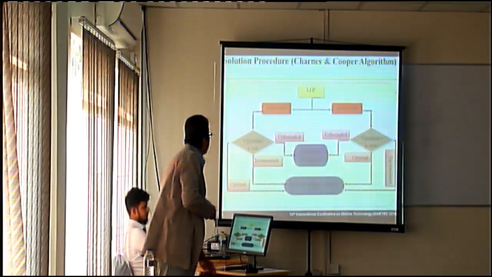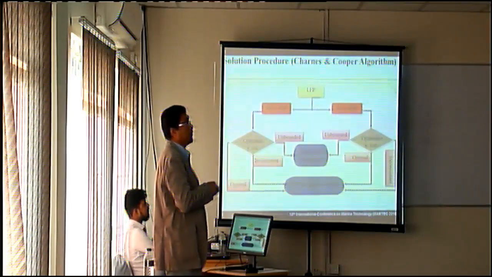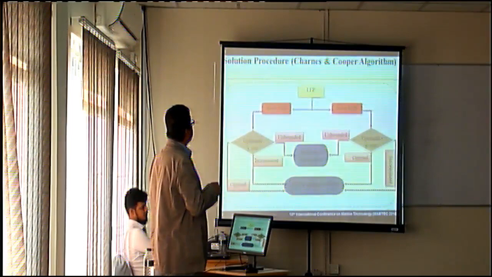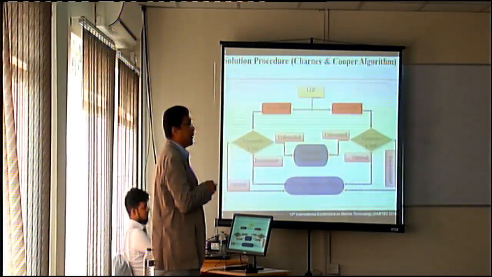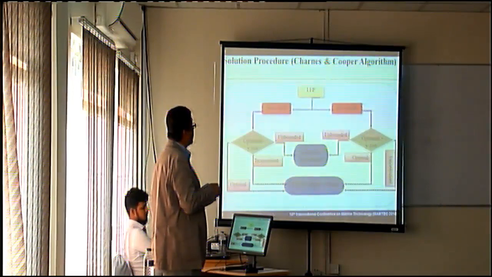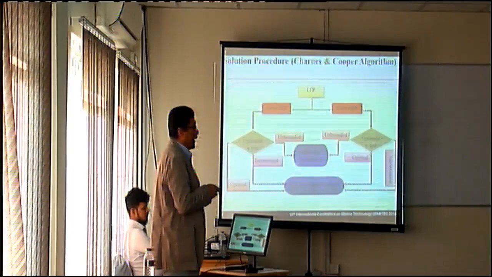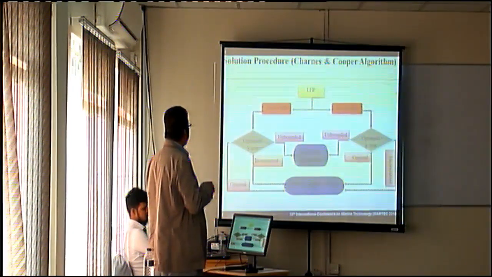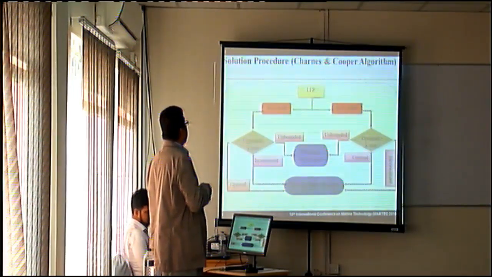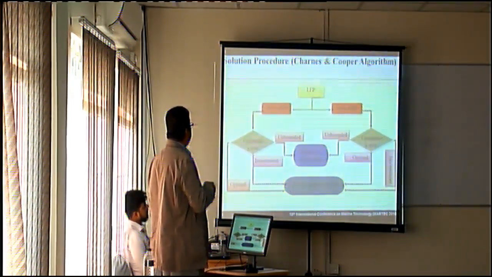Actually, first of all, we make a linear functional programming problem. This is the methodology for how we solve this problem. We transform this linear functional programming problem into two problems. One is called the equivalent positive problem, and one is the equivalent negative problem. We reduce the main problem into two parts, and then we solve the equivalent positive problem. If it is optimal, then we go here.